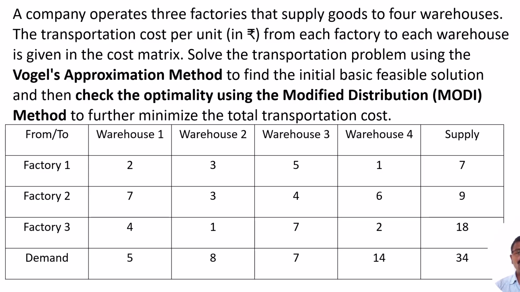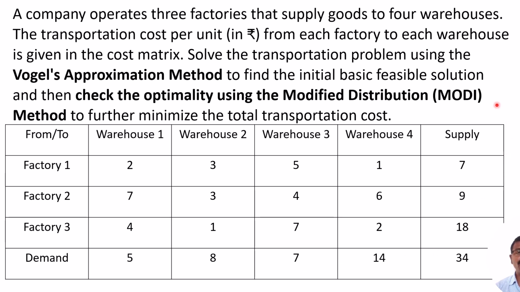Let us solve one more problem. A company operates 3 factories that supply goods to 4 warehouses. It is similar to the previous problem, but the only thing is some values are changed. Here, for the factory to warehouses, some values are given. So these values are changed, which means the cost matrix has been changed.